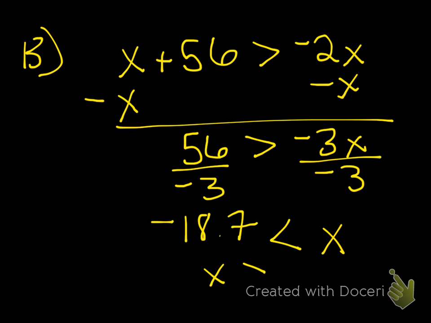So x is greater than negative 18.7. All right, 14. Which graph shows the solution? So I'm going to go ahead and do the solution. 1/5 n, this is 15. Oh no, sorry, that's 14.